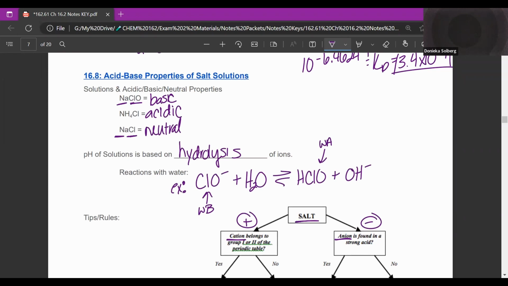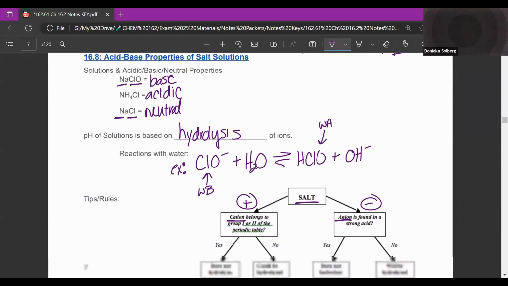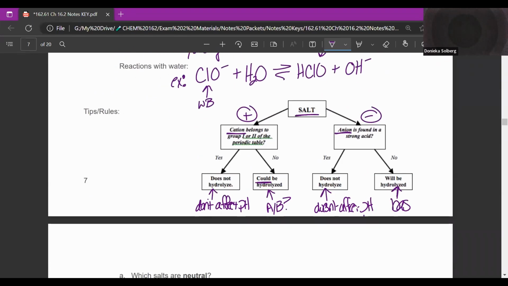Now, ClO, you might be like, well, there's Cl in that. No, that's ClO minus. That's the ion. That is not in a strong acid. ClO4 is, but not ClO. So that one does affect pH. No matter what, if it is an anion that is not part of one of those 6 strong acids, it will affect the pH. It will be hydrolyzed, and ClO minus ends up being basic. It makes it basic.